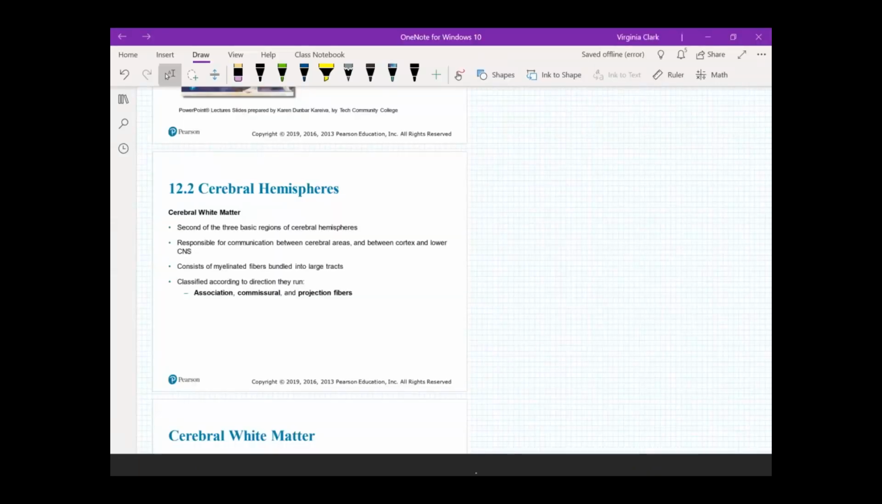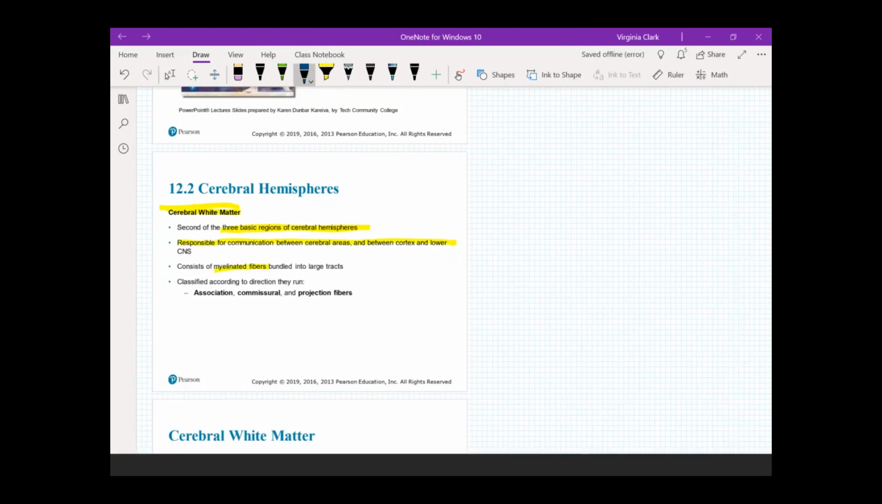Okay, so this next section is going to be 12.2, and we're going to be talking about the cerebral white matter that is found in our hemispheres. Basically, these are the communication pathways that we're going to have from section to section. Remember, white matter means that they're axons, so there is myelin. There are three basic regions inside our cerebral hemisphere. Cerebral white matter is one of them, and basically, it's the communication between all areas of the brain. Again, it is myelinated fibers.